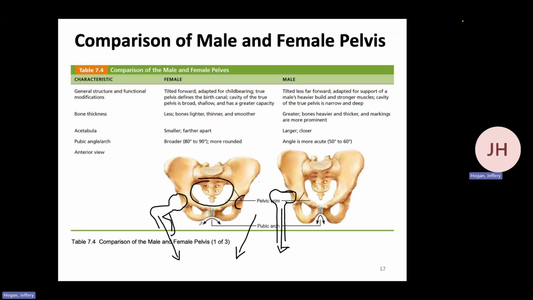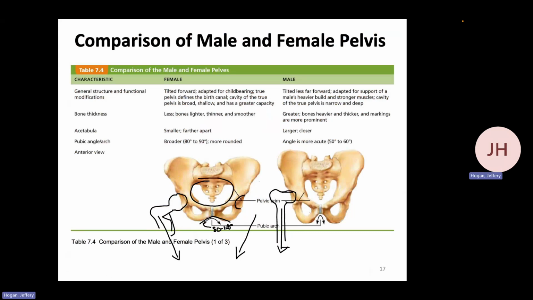The pubic angle or pubic arch is this region right under here. And the angle formed here is going to be 80 to 100 degrees or so. I think the textbook says 80 to 90 degrees. But there's more rounded going on here. In the male pelvis, this pubic arch, that was terrible job drawing, I will admit, is much narrower and sharper. So 50 to 60 degree angle.